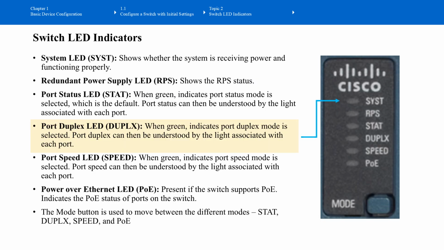And there are other lights, such as the port duplex LED. In short, it is the duplex. If the light is green, it indicates the port is in duplex mode, which means it can receive and send data simultaneously. Otherwise, it's not in duplex mode.